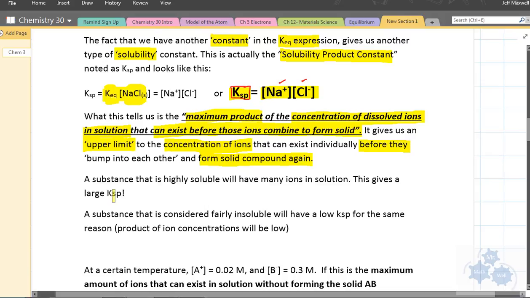Okay, so a substance that's highly soluble will have many ions, large Ksp. That's what we just said. A substance that is considered fairly insoluble would have a low Ksp for the same reason, because there's not a lot of ions that are able to be dissolved. So highly soluble is large Ksp, fairly insoluble, low Ksp.